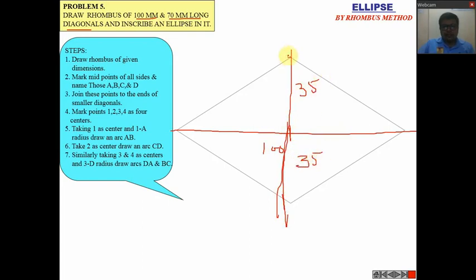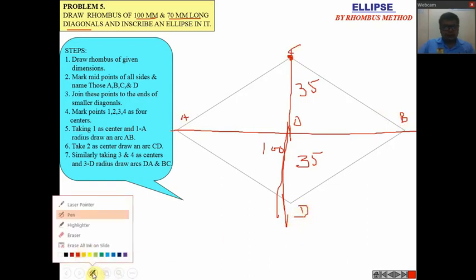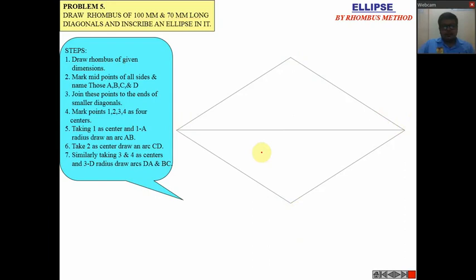So you will get these points. This is 35 mm above this center. This will be point A, then point B, this will be C, and this will be D. Something like this. The horizontal line will be of 100 mm and the vertical line will be of 70 mm. That indicates the major axis and the minor axis respectively.